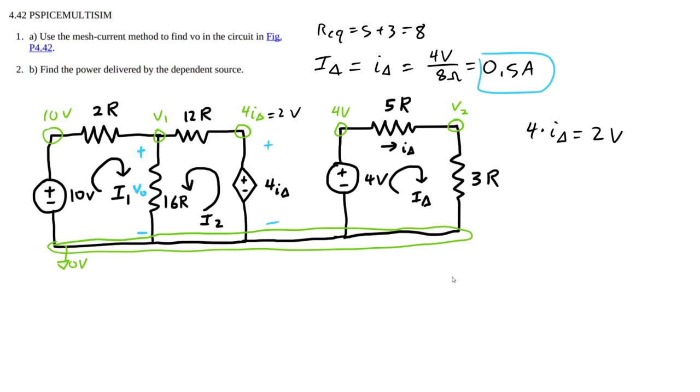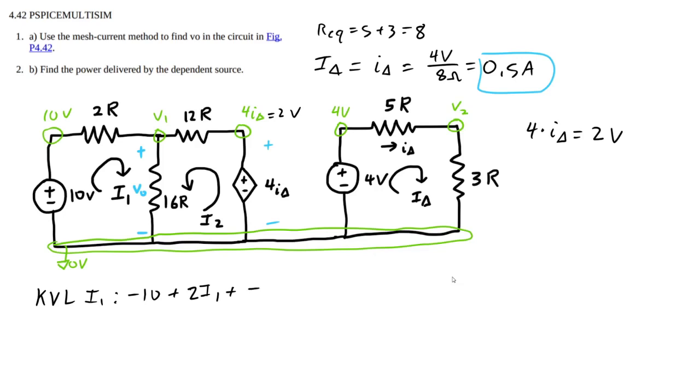Alright, so now we're going to start doing KVLs. So I'll do a KVL for I1 first. So we have minus 10. I'm going to start from the bottom corner. Minus 10 plus 2I2 plus I2, oops, sorry. Alright, I2, I did. I1.